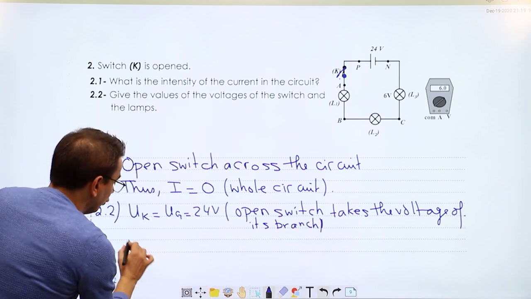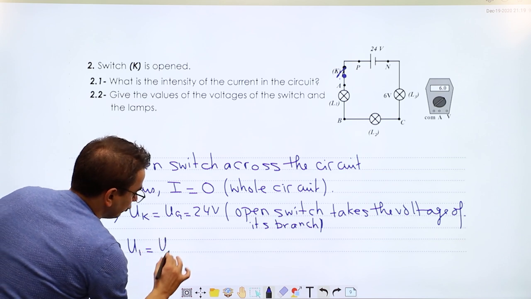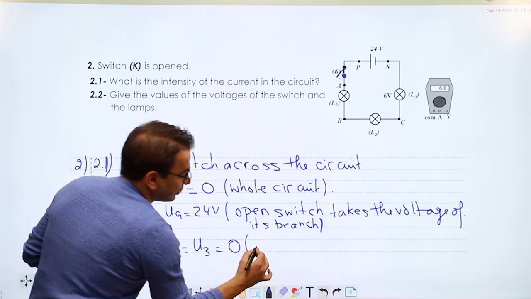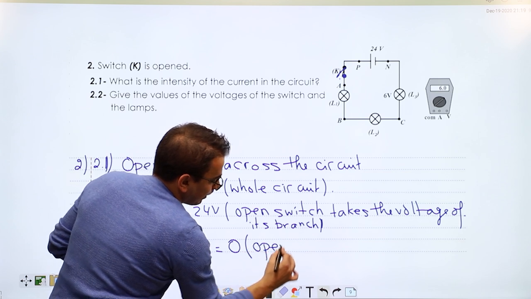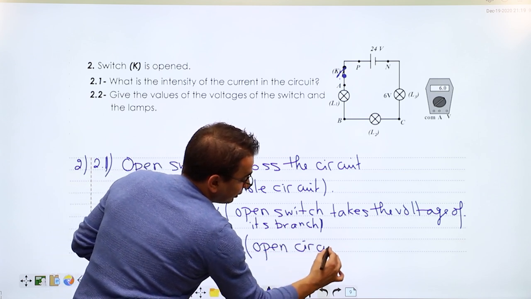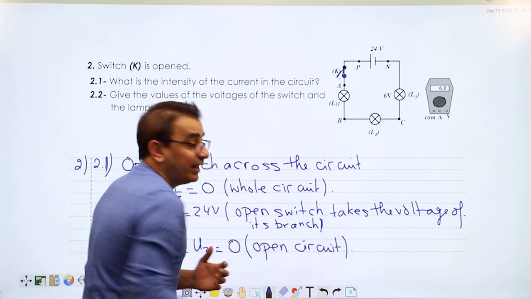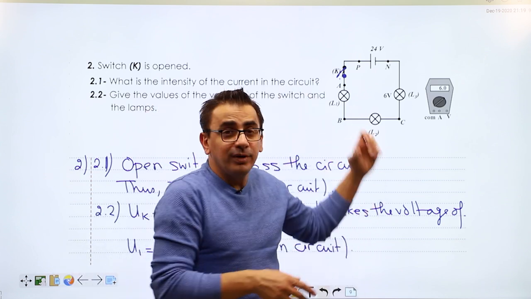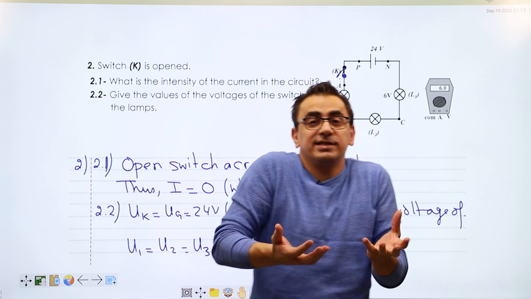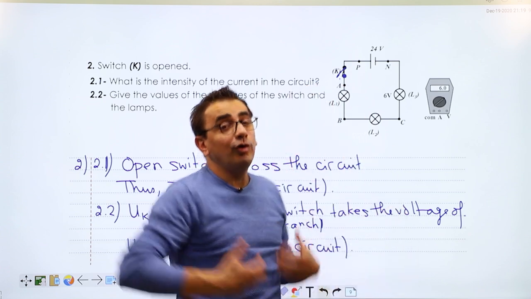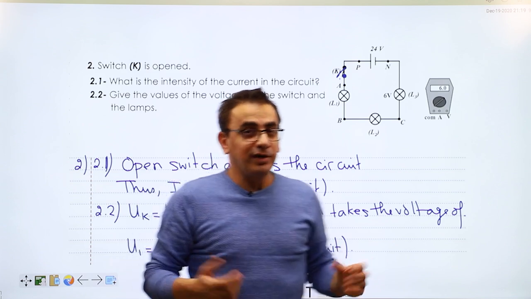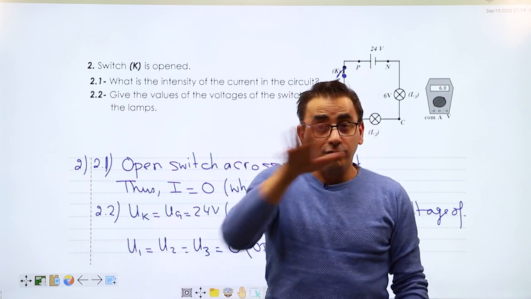Now, U1 equals U2 equals U3 equals 0 volts, because the circuit is open. When the circuit is open, then current or electrons cannot move within the lamp, so the lamp cannot produce its own functioning, therefore no energy consumption or production by the lamps. That's why they have no voltage or no volts.